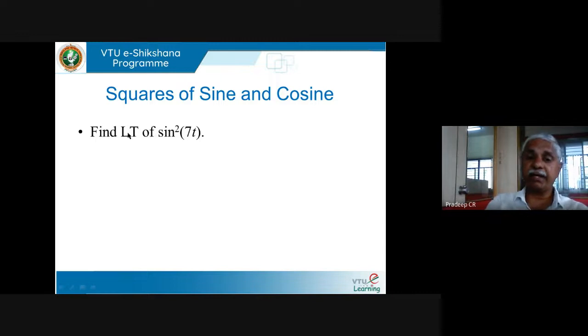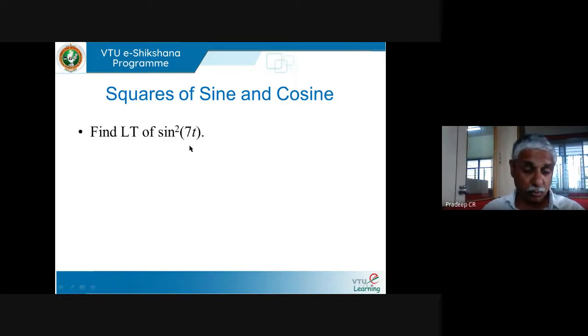Here it is. Find the Laplace transform of sine square 7t. This is not what it is. I want to find Laplace of sine square 7t. I cannot say I'll find Laplace of sine 7t from the table and multiply it twice. No, it doesn't work like that. The product of Laplace transforms is not the Laplace of a product. Laplace of a product of functions is not the product of the Laplace of the functions. Like L of f into g is not Lf into Lg. Just as the derivative of f into g is not derivative of f into derivative of g.